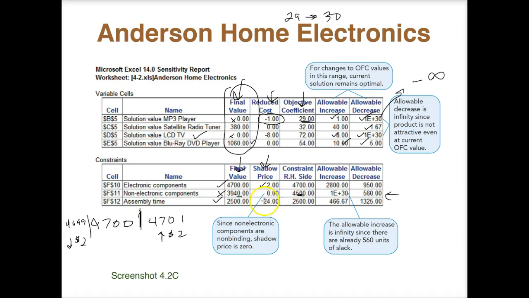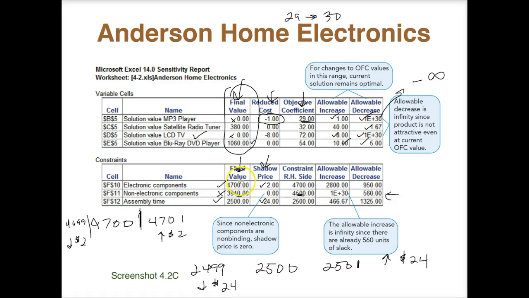The assembly time, you see, this is huge. So we're saying if I was to add, let's say, 1 hour of assembly time, my profits go up by $24, provided everything else is the same. But if I go down 1 hour of assembly time, then I lose $24 in profit. Okay? So we see here for this situation, the assembly time, we want to closely watch that more so than the electronic components.